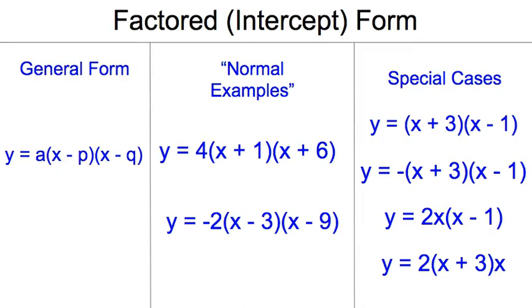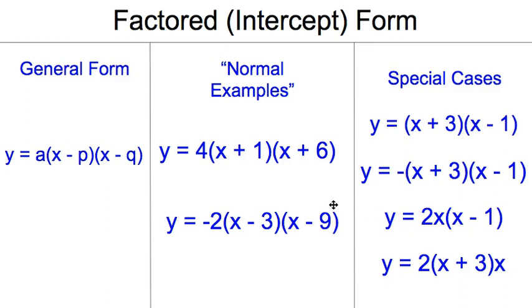We can do the same with intercept form. You can see here where we've just let a, p, and q be whatever numbers we want. They can be positive, they can be negative, it doesn't matter. But just as before, we can look at what happens when a equals 1. That is, you don't have to write it. Or a is -1, in which case we just put a negative sign and no 1 out there.